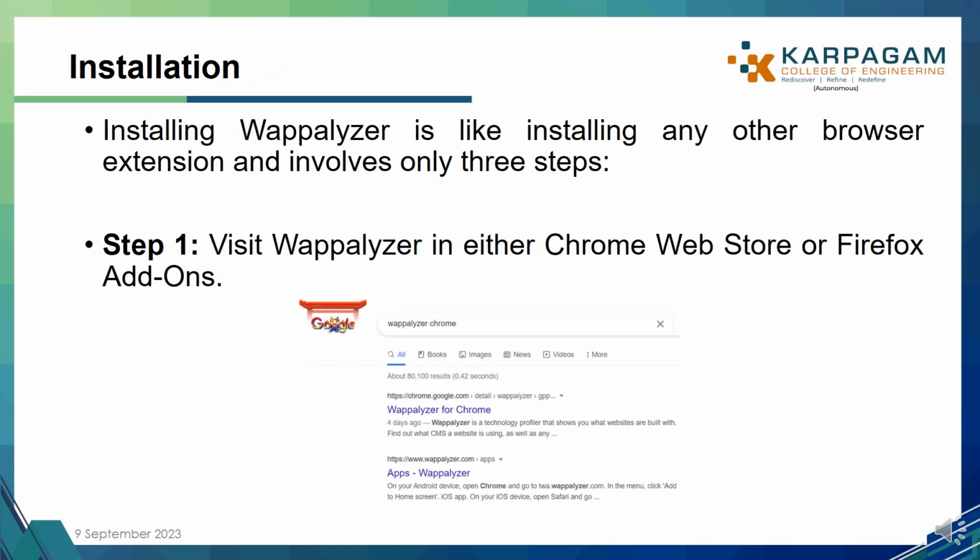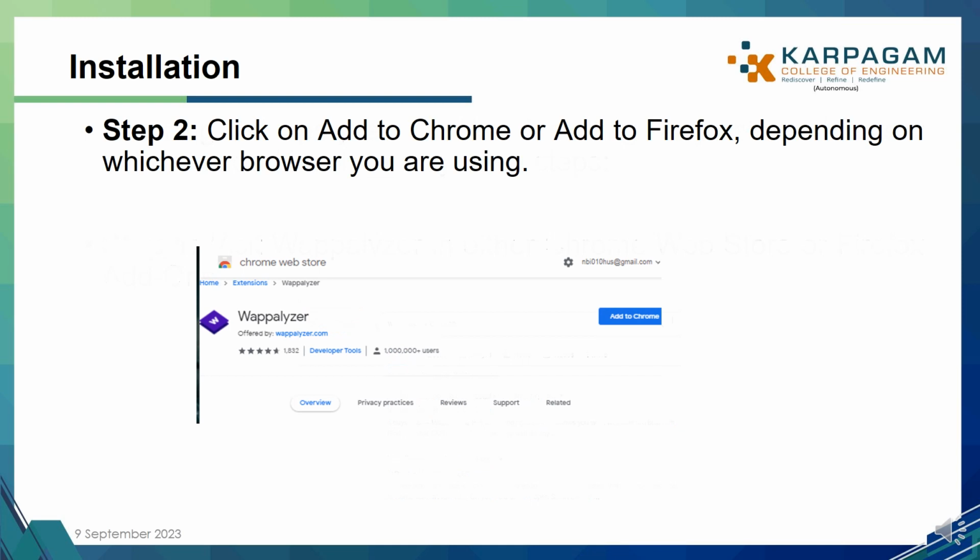How to install Wappalyzer? I wish to give step by step instructions to install one of the browser extensions. First, we need to visit Wappalyzer by using either the Chrome Web Store or Firefox add-ons. Then we need to click add to Chrome or add to Firefox, whichever is needed.